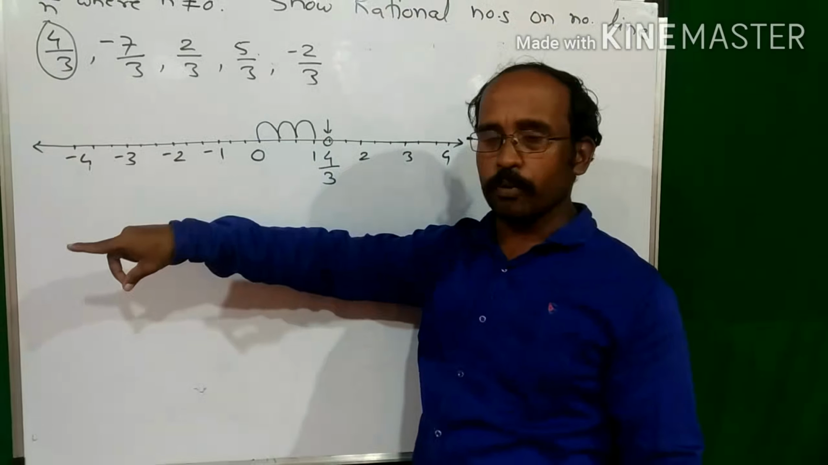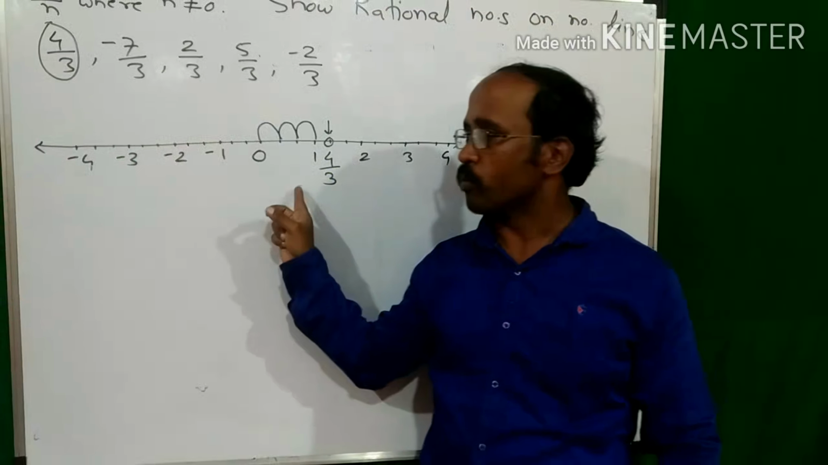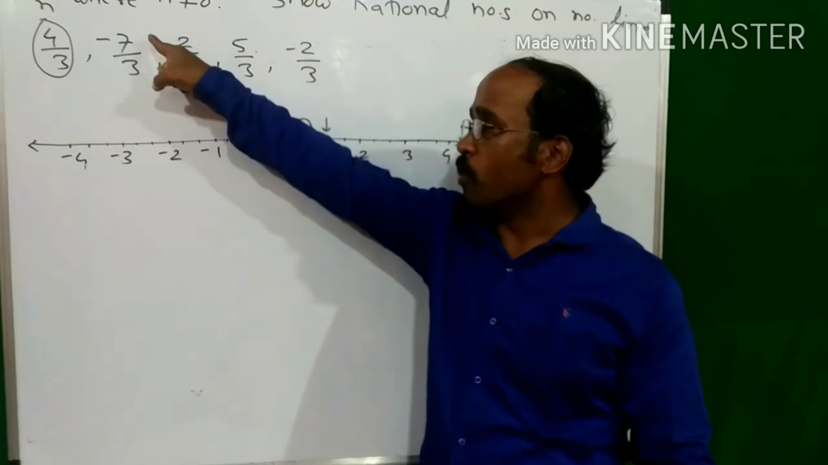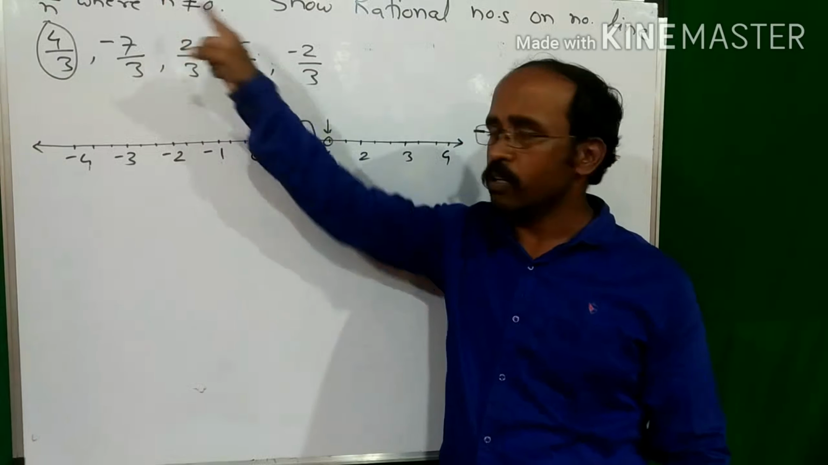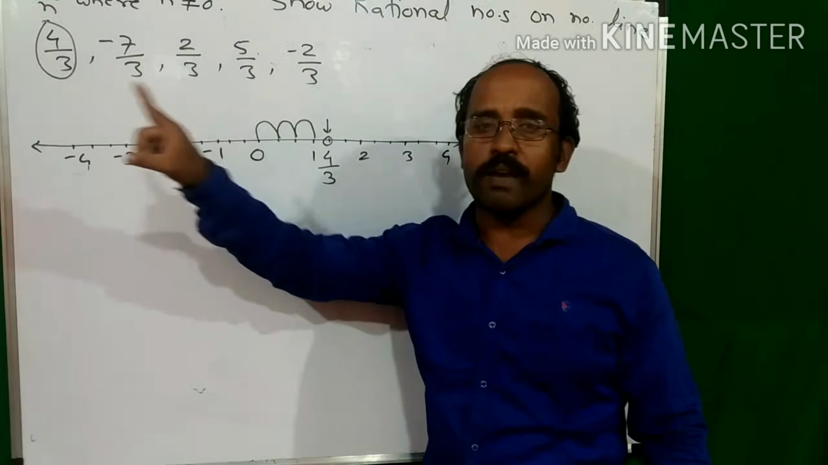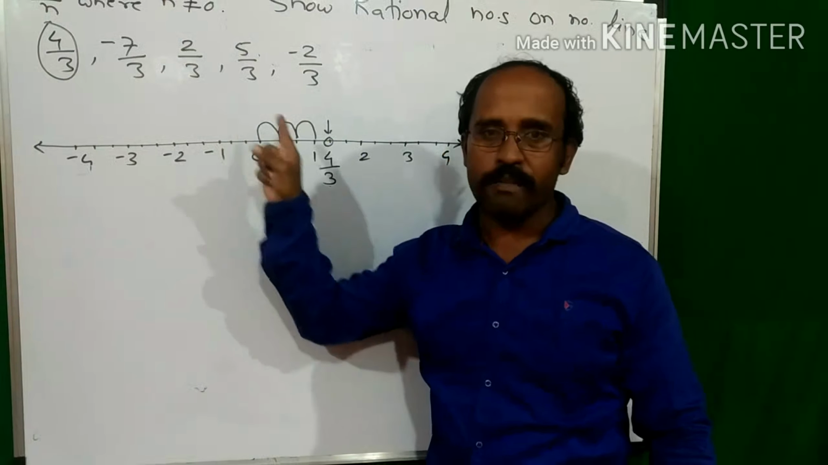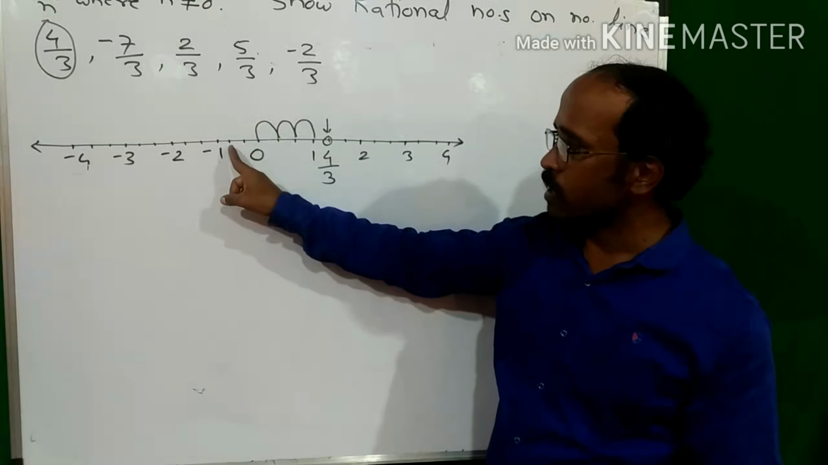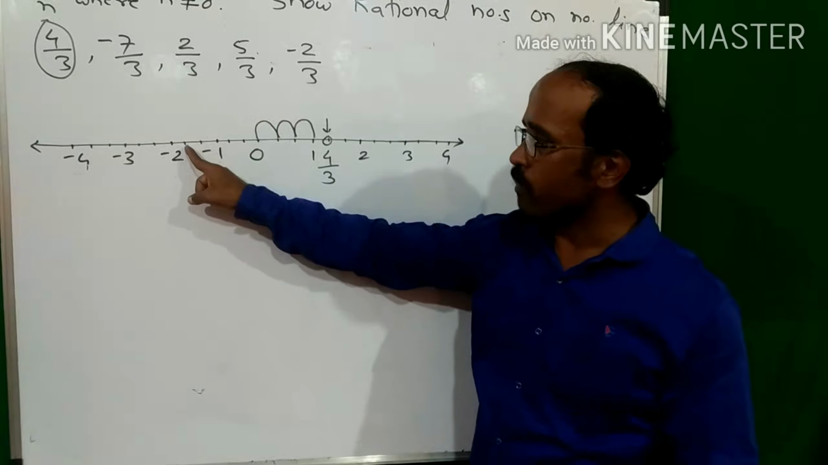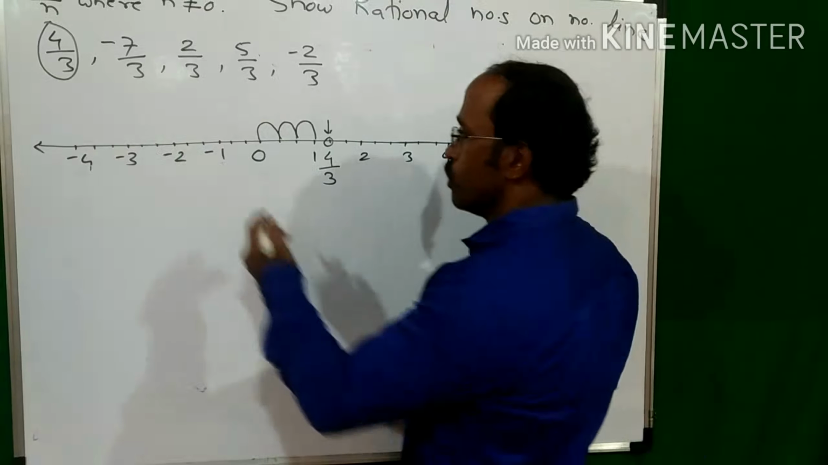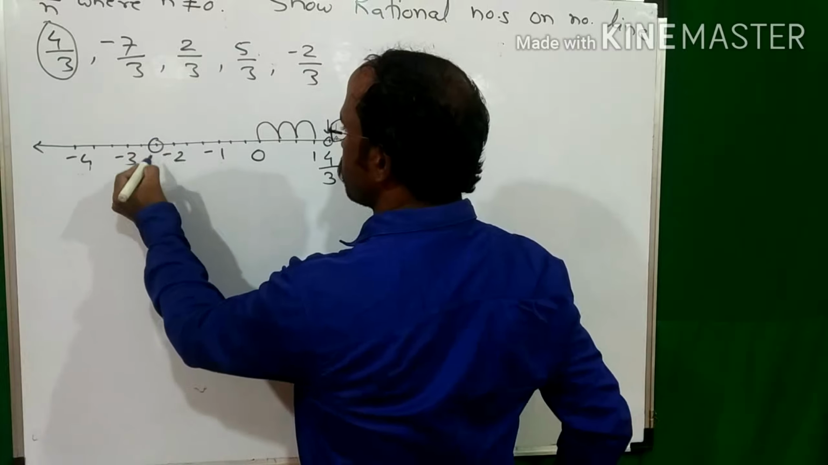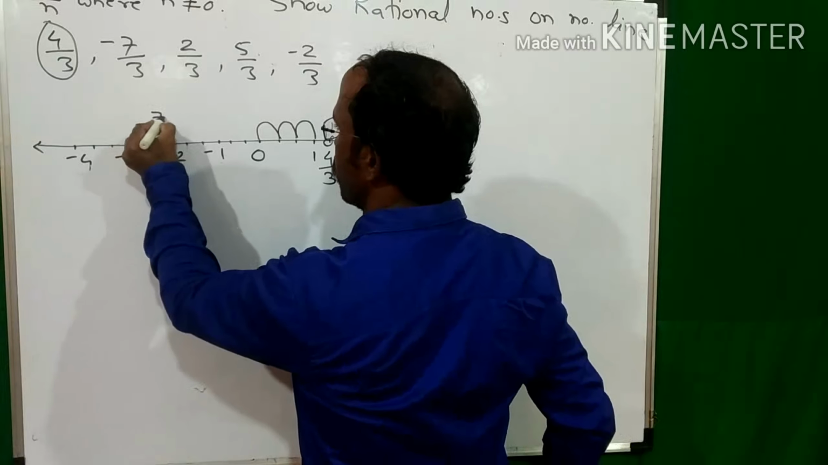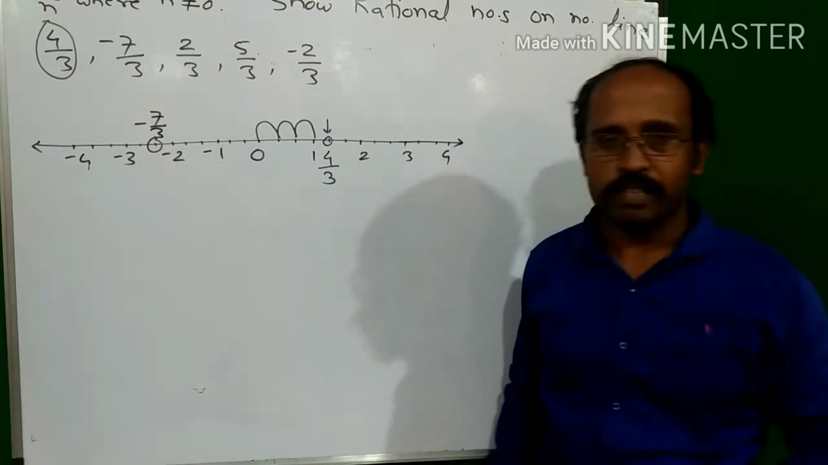Now minus 7 upon 3, it's a negative number. So we have to move towards the negative side. What is the numerator? The numerator is 7. So we have to see such a 7th partition, 7th part. So let's start counting from 0. After 0: 1, 2, 3, 4, 5, 6, 7. So this is nothing but minus 7 upon 3. Got it?